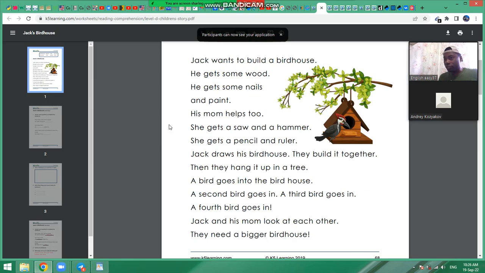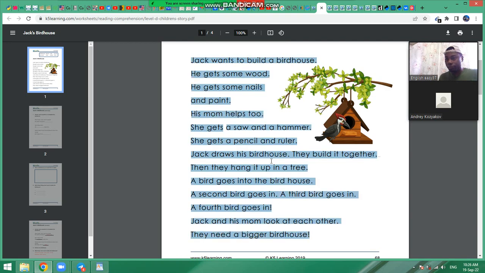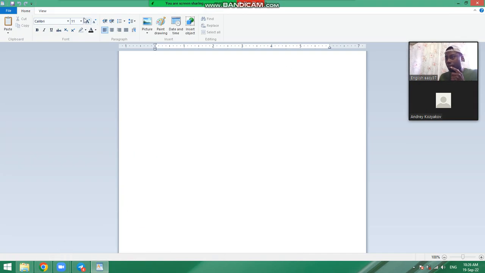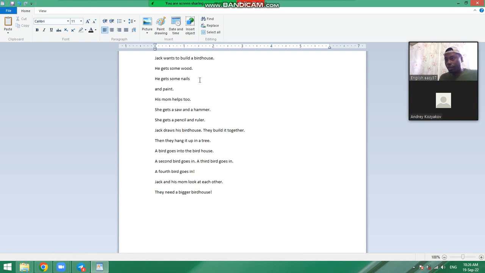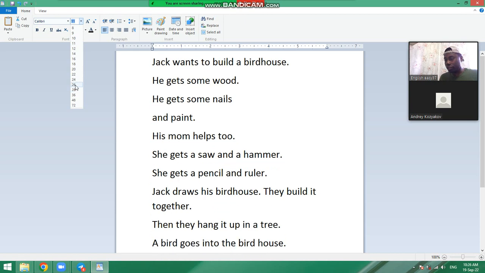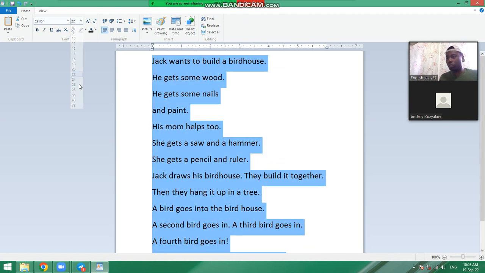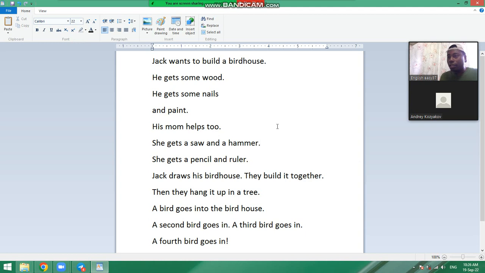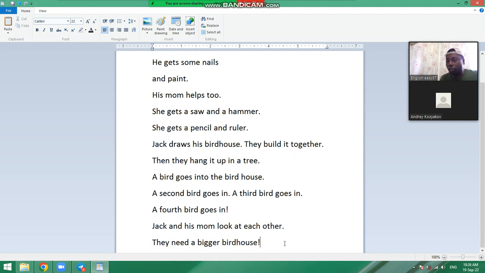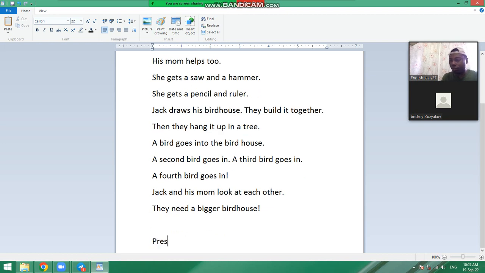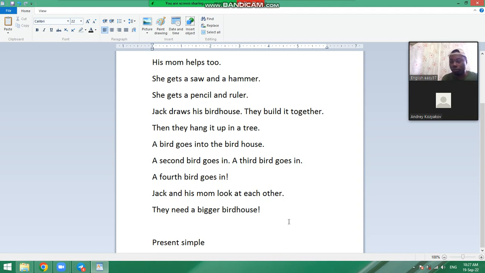So if we go back to the text, let me make it bold, size 22 is enough for us. If you look at this, the entire text has what we call the tense present simple. All of it is present simple.